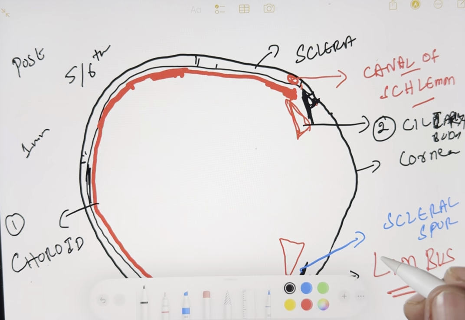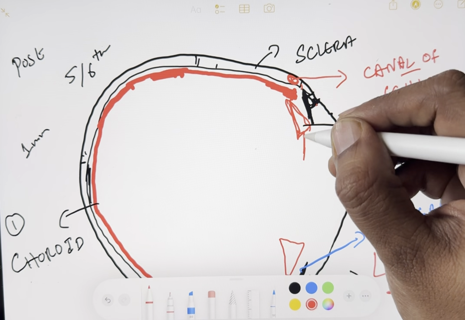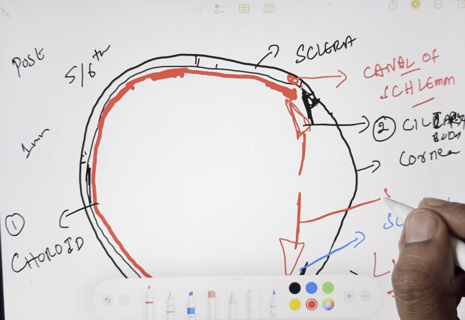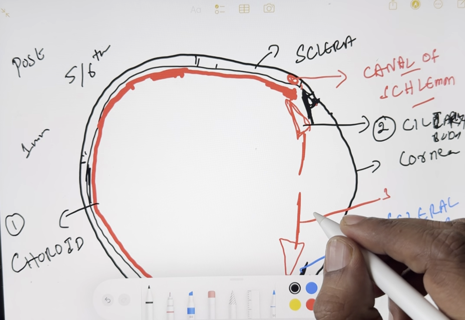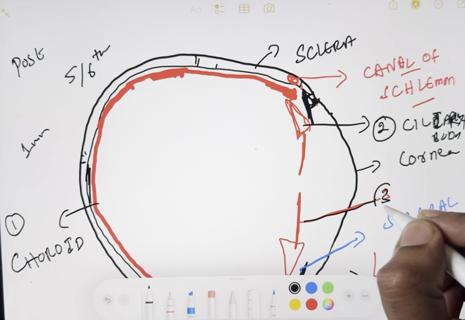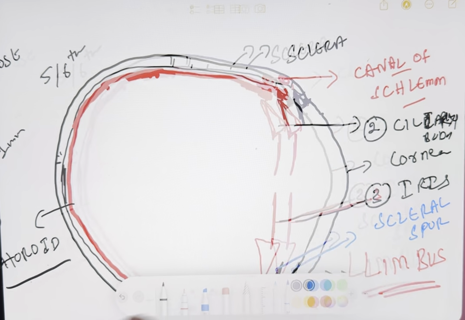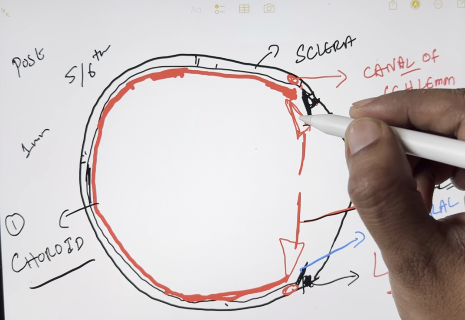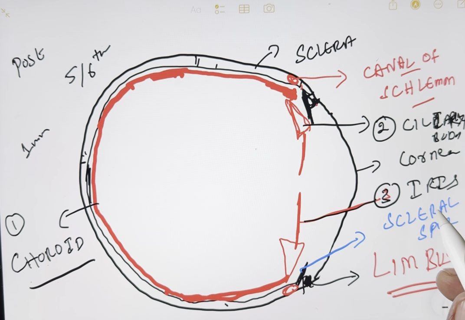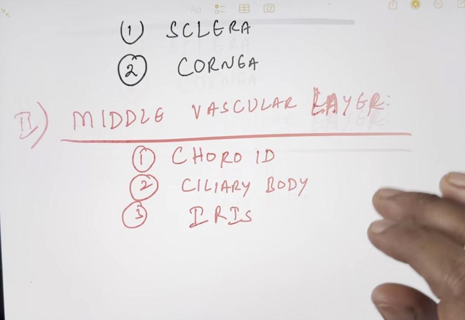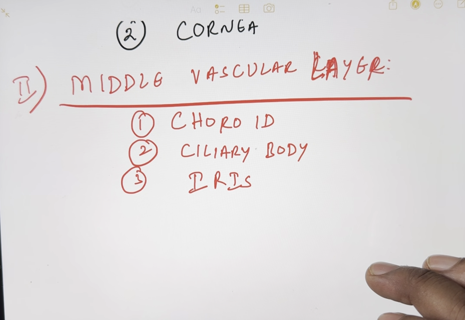And suspended to the ciliary body is the iris. So this third part is the iris. So the middle vascular coat has three layers. What are they? From posterior to anterior: choroid, ciliary body, and iris. Hope it is very clear to you. So these are the middle vascular part.